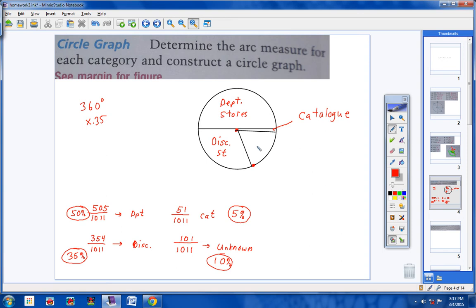And then this right here left over would be your 10%. Alright, 10%. Which really looks about right. That would be 36 degrees. Okay, that looks about right. And this is the unknown. So there we go, guys. Really not that difficult. There's our circle graph. Okay. Alright, moving on.